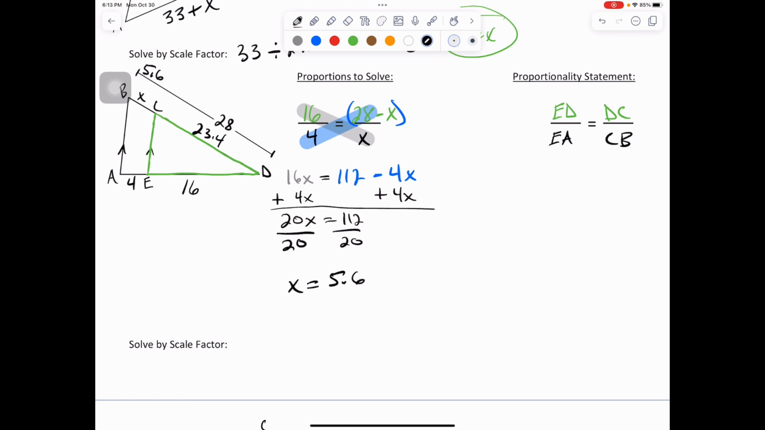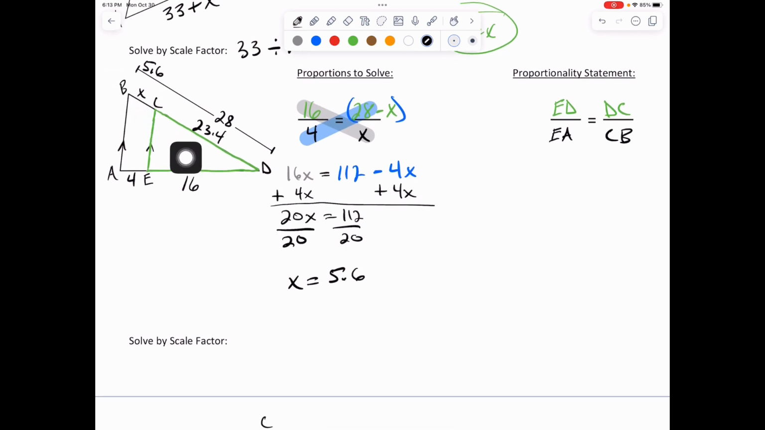Now, keep in mind, of course, there is another way we can do this. All right. This one might seem a little more challenging to some. I don't believe it is, but we're solving for x on this side, correct? We know the entirety of BD is 28. We could take 28 and divide it by the entirety of AD, which is 20. All right, so let me just write this down.